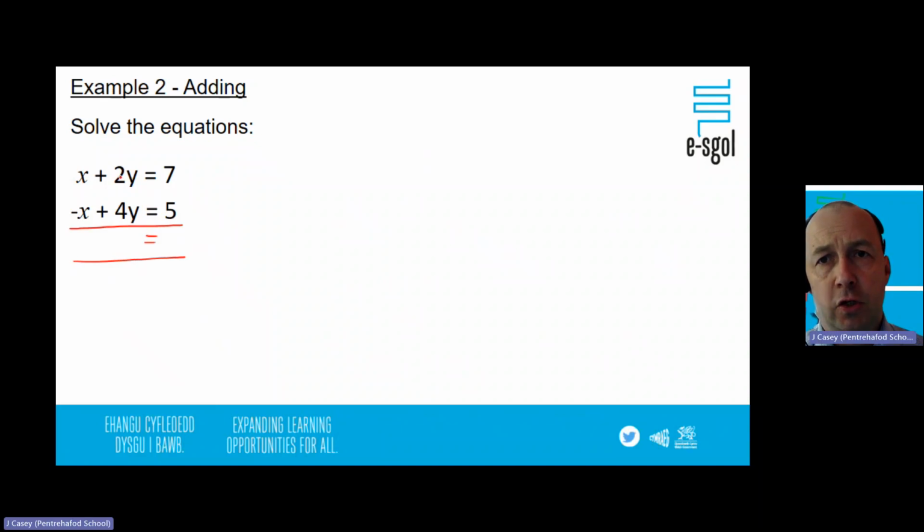So the x's are gone. Add those together, I get 6y, and add those together, I get 12. Divide by 6 both sides, or you could say 6 times what is 12? The value of y is 2.